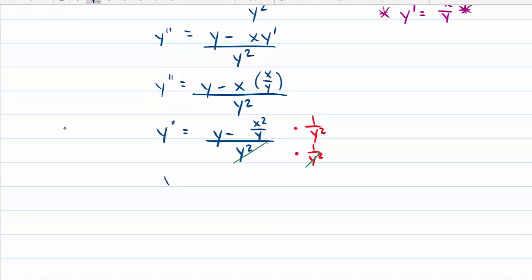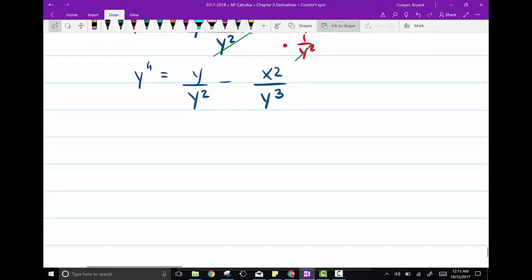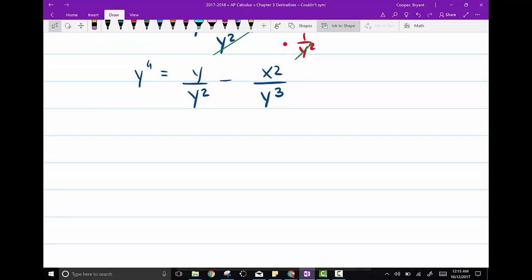And you're going to get y double prime is equal to y divided by y squared, make that a little neater, minus x squared divided by y cubed. Alright, so we just have a little bit more simplifying to go. And we're going to get that y double prime is equal to 1 over y minus x squared over y cubed.